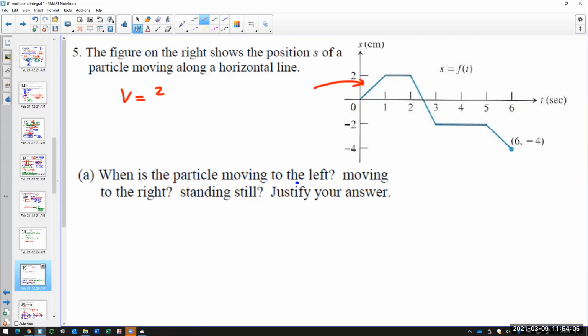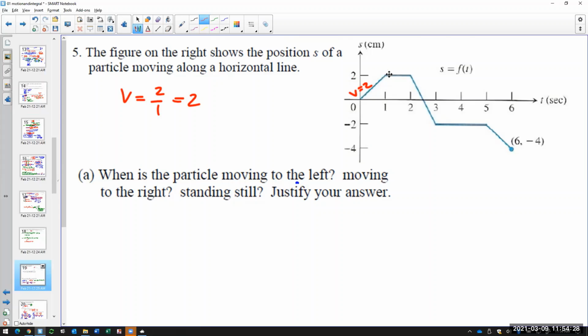Do you guys see that? It's y over x, right? So this right here is y, and this right here is x. So your slope here, which is your velocity, because it's a straight line, the slope stays the same. This slope, this velocity is going to be 2. So right here, between time 0 and 1, your velocity equals 2.